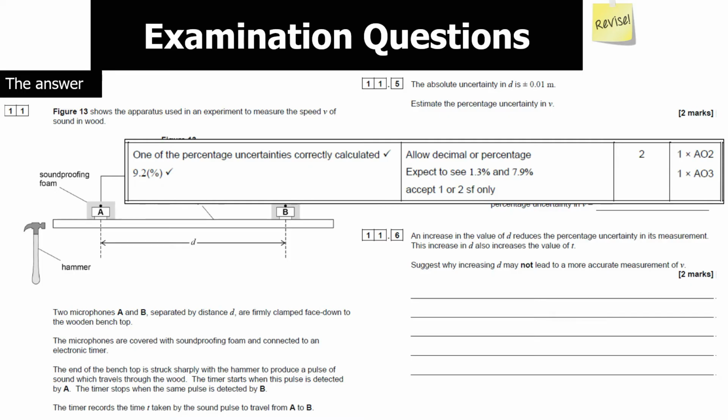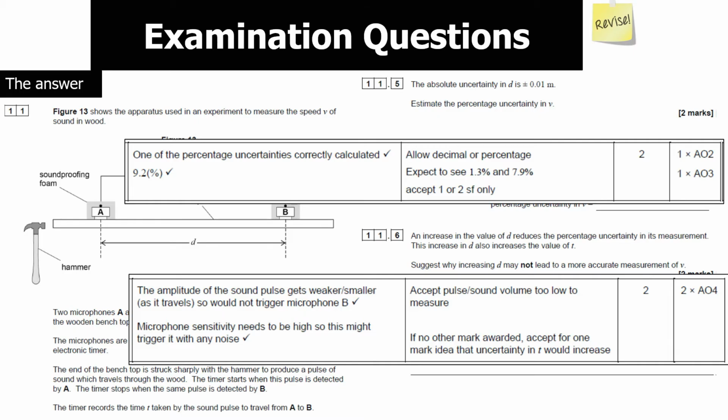when you increase the distance, you've got to think about what's happening to the sound pulse itself. So the amplitude will get weaker, so it won't trigger the microphone B as much. So the microphone sensitivity needs to be high, so this would trigger any noise along with it. So whilst you do have to consider how percentage uncertainty will change with values, you've got to consider how this change would affect your measurements of those values themselves.